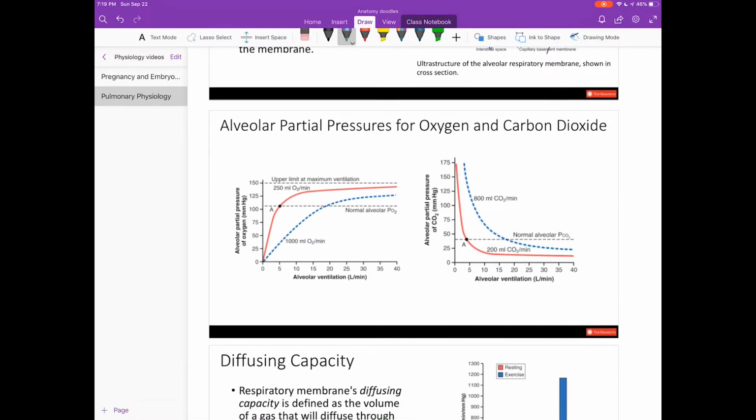Okay, so let's talk about our partial pressures for oxygen and carbon dioxide. What these two graphs essentially say is, on the left we're talking about oxygen, on the right we're talking about carbon dioxide, and we are interested in this dot right here, saying that the partial pressure of oxygen in the alveoli is a little bit above 100 millimeters, whereas the partial pressure of carbon dioxide in the alveoli is a little bit below 50. And we'll get to some specific numbers in a minute.